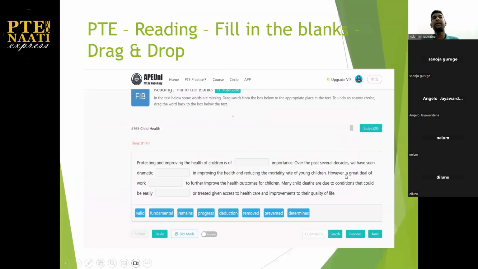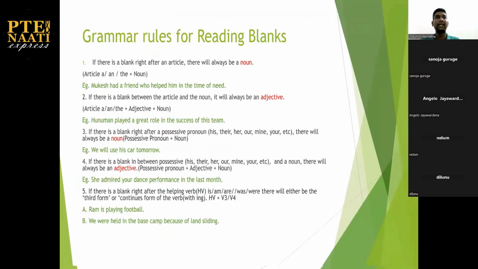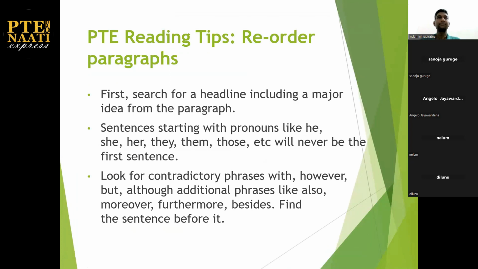So මේ reordering paragraphs වල question එකේ ගොඩාක් දුරටම you will be given several sentences of a paragraph. Paragraph එකක sentences 4ක් වගේ ගොඩාක් දුරටම දෙනවා jumble කරලා. So අපි මුලින්ම කළ යුත්තේ first search for a headline including a major idea from the paragraph. අපි මුලින්ම කරන්න ඕනේ ඉක්මනින් heading එකක් තෝරගන්න.